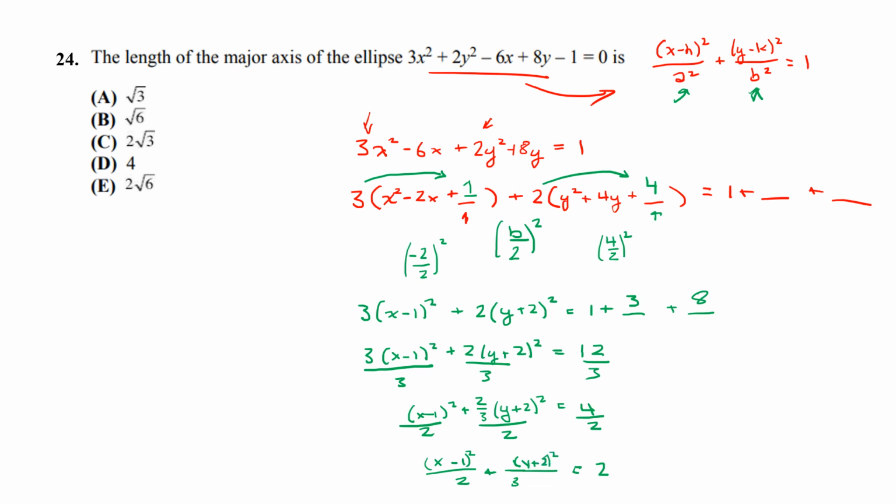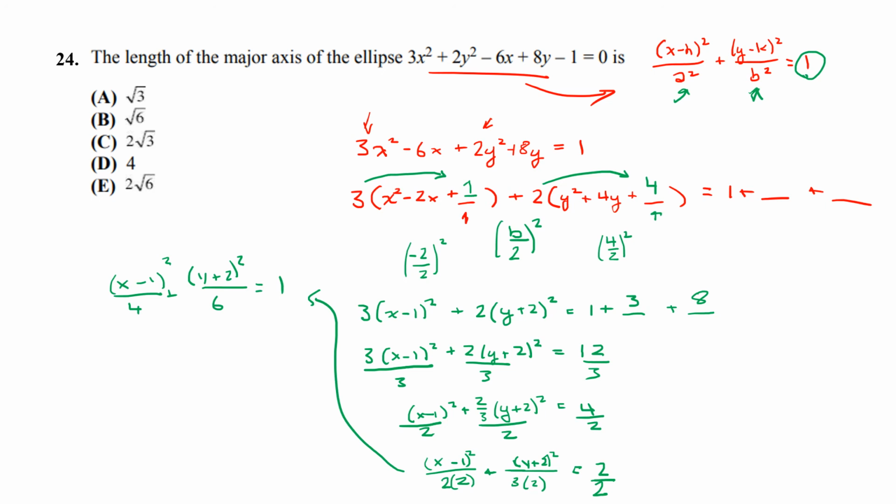All right, so we're really close now, but we have our value 2 here, right? So we want to get this to 1, as it has up here. So we divide everything by 2 again. That gives us (x minus 1) squared over 4 plus (y plus 2) squared over 6 equals 1.